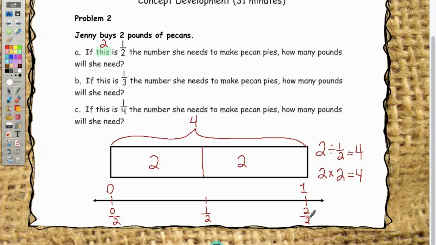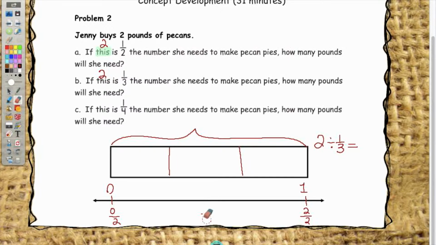The next one says if this, which is 2, right? If 2 is 1/3 of what she needs, how many pounds will she need? So what's my denominator? 3. Okay, so I need 3 equal parts. Kids, I'm changing this to where it makes sense to me, okay?